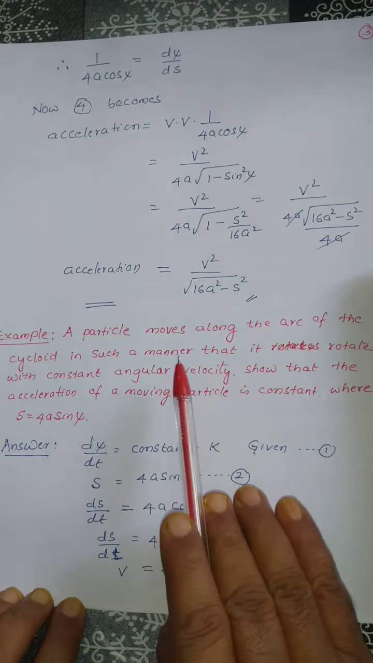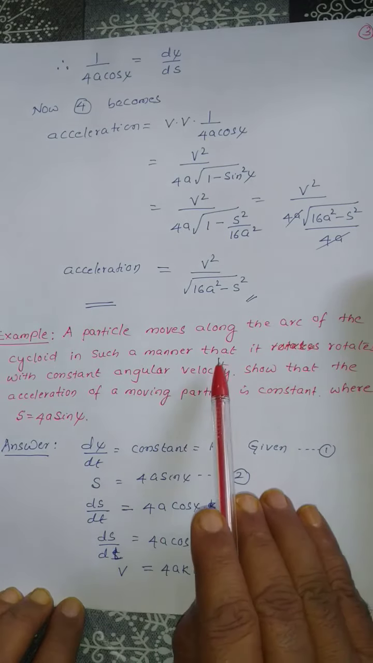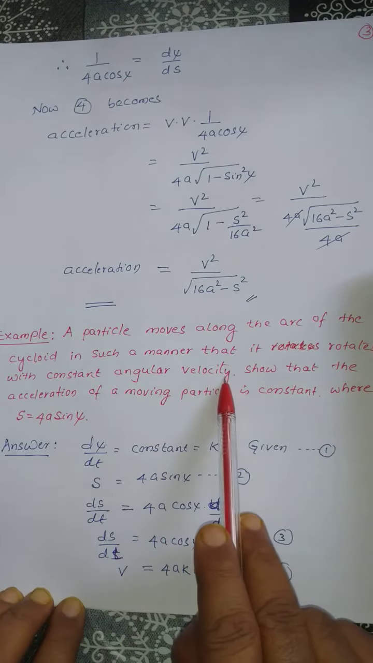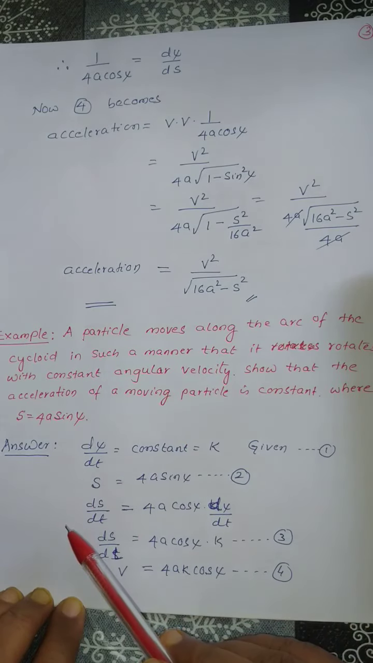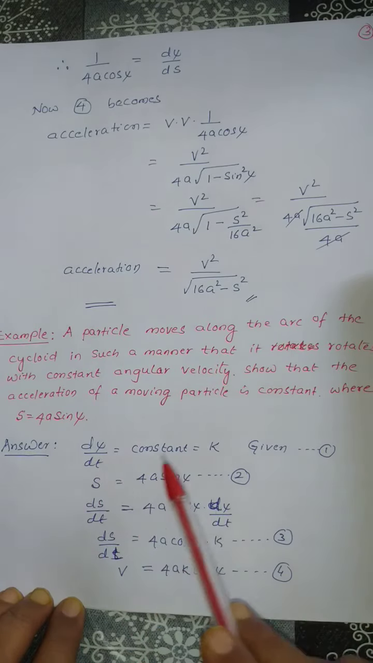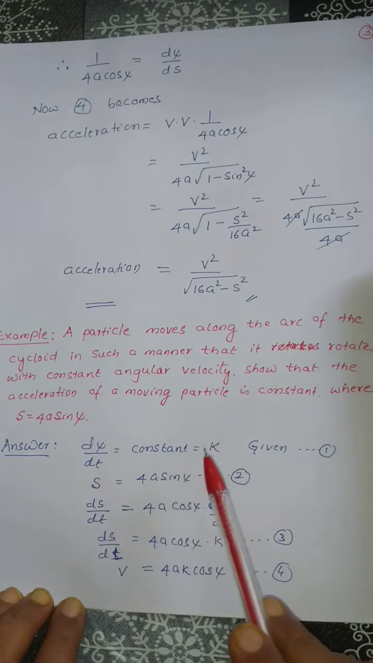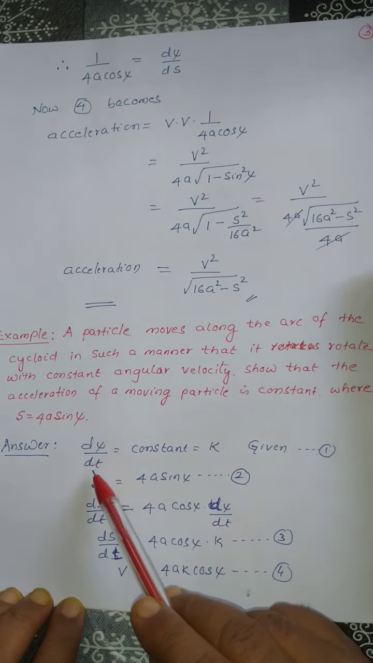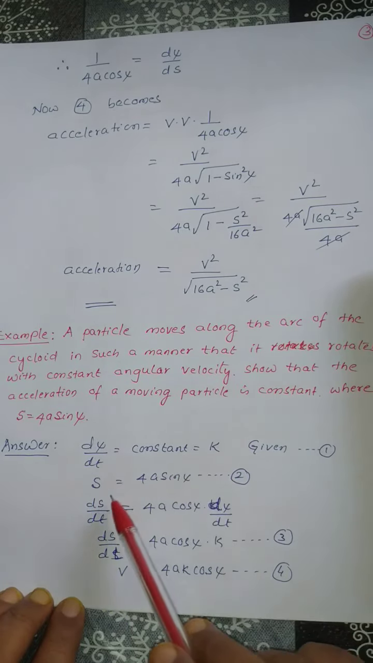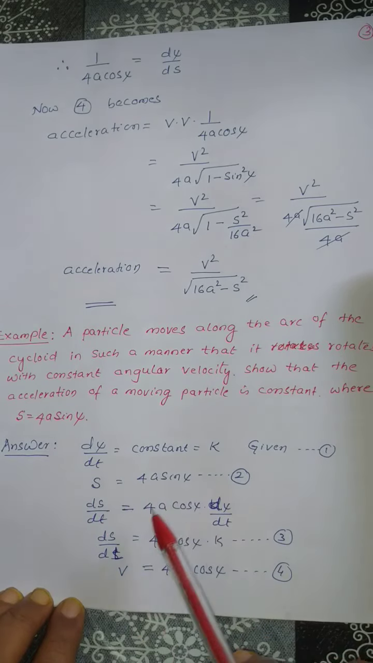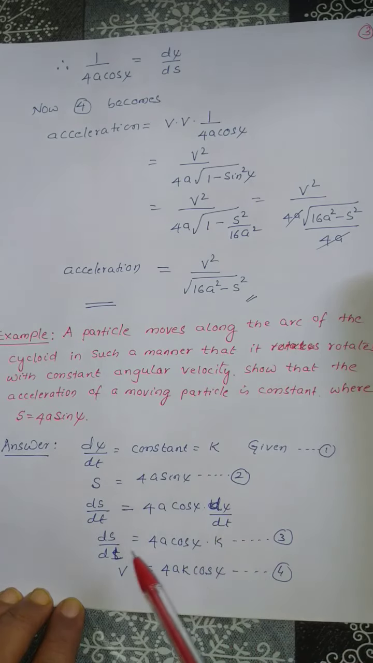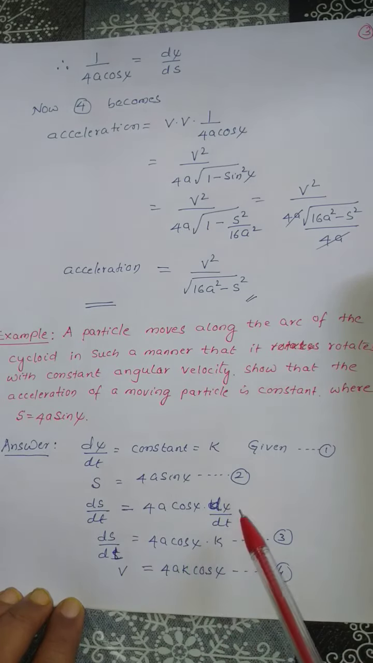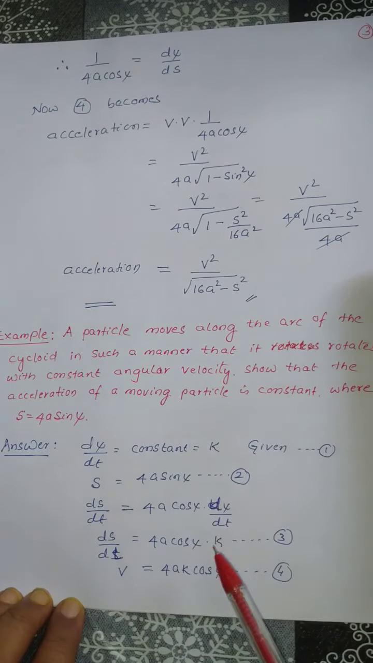So here the particle moves in such a manner that it rotates with a constant angular velocity. Particle rotates with a constant angular velocity means the rate of change of the angle made by the tangent is constant. So d psi by dt equal to k, it is given. So s equal to 4a sin psi, differentiate with respect to t: 4a cos psi into d psi by dt. So ds by dt, that is v, is 4a k cos psi.